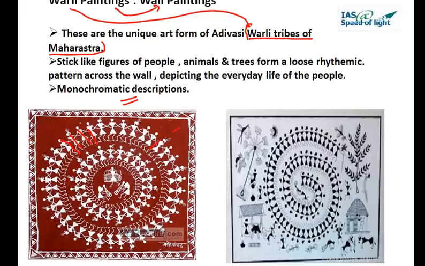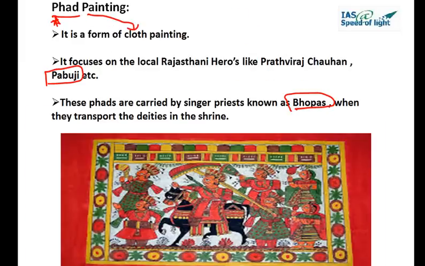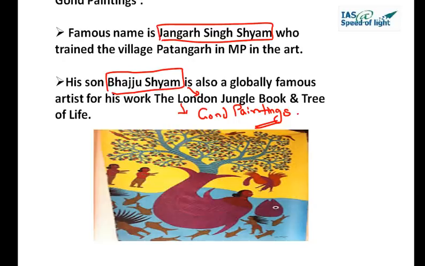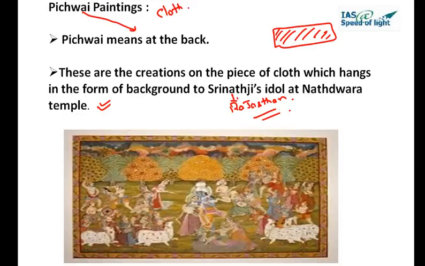Warli tribe, you know. Stick-like people, same pattern which is repeated, again a wall painting. Phad painting, which is a cloth painting in Rajasthan. Pattachitra, again cloth painting in Bengal and Odisha. Talapatrachitra, which is palm leaf painting of Odisha. Gond painting, one very important name, Jangarh Singh Shyam and his son Bhajju Shyam. Pichwai paintings, Pichwai means at the back, so Pichwai paintings again in Rajasthan.